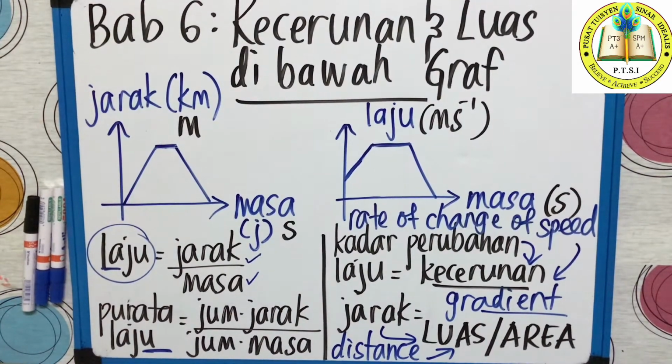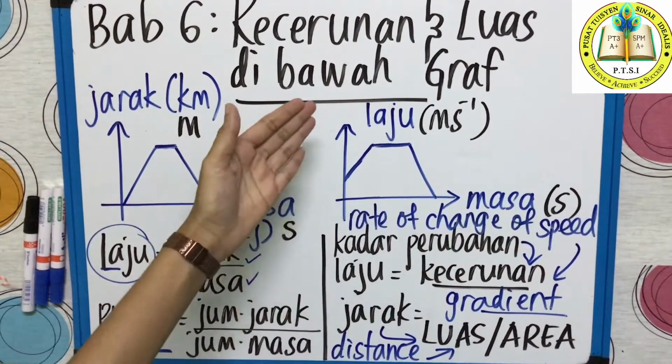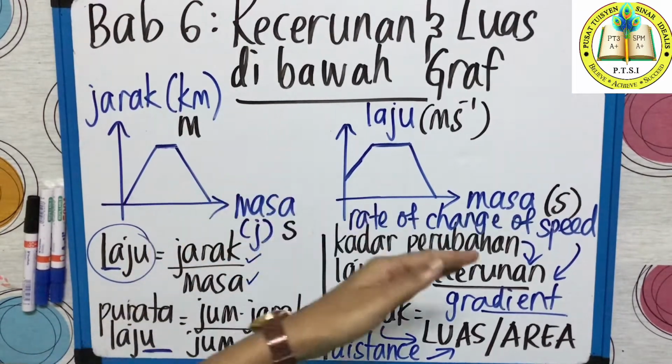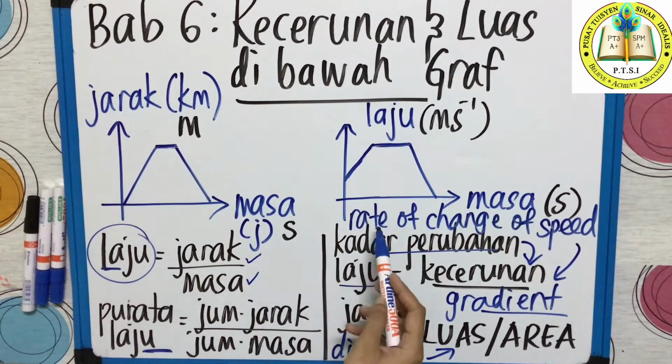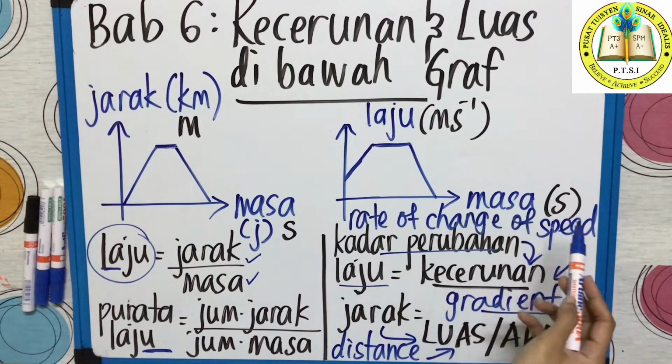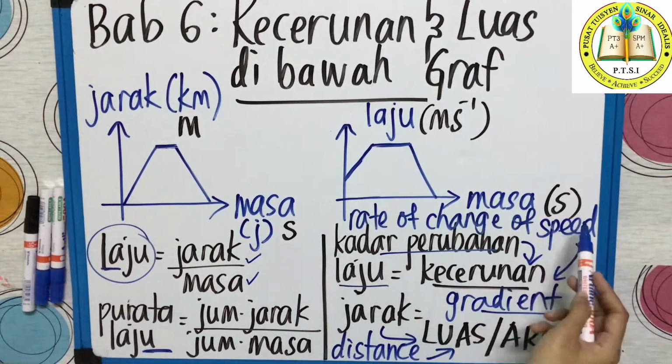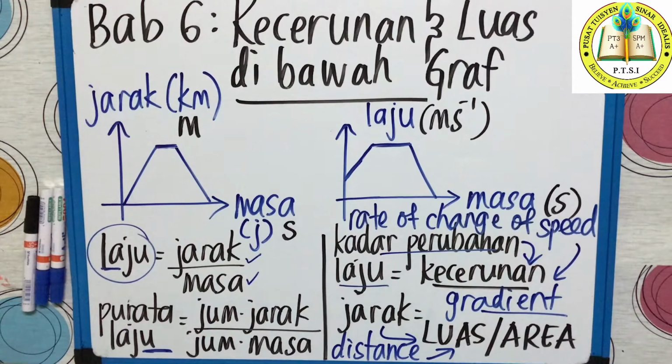Now we go to the next graph, laju masa graph, speed time graph. Okay, apa formula yang selalu keluar? The first one is kadar perubahan laju. Ini soalan selalu keluar. Kalau ada laju masa graf, soalan ni selalu keluar. Kadar perubahan laju. In English, we say rate of change of speed. This is in English, this is in Malay. Kadar perubahan laju.